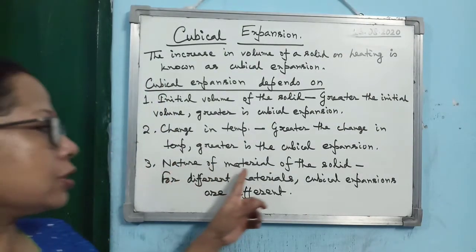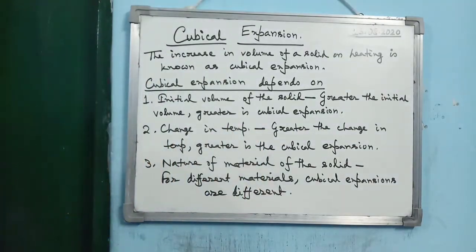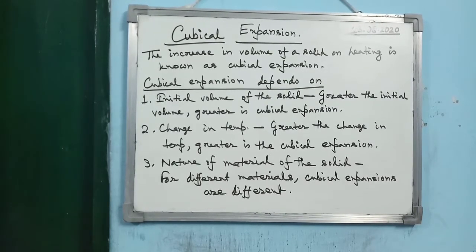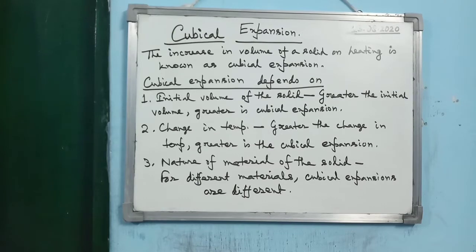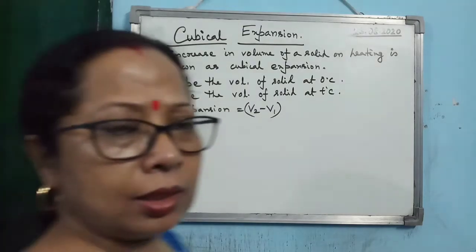It also depends on nature of the material of the solid. For different materials, cubical expansions are different. So I hope you have observed that linear expansion, superficial expansion, cubical expansion, almost they are same. Only thing is linear expansion is change in length and superficial expansion is change in area, whereas cubical expansion is change in volume.